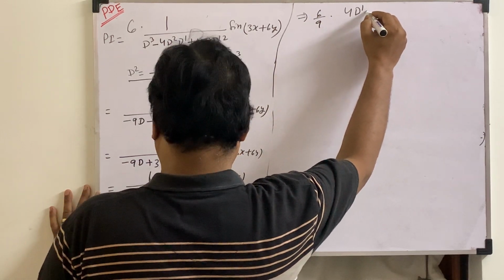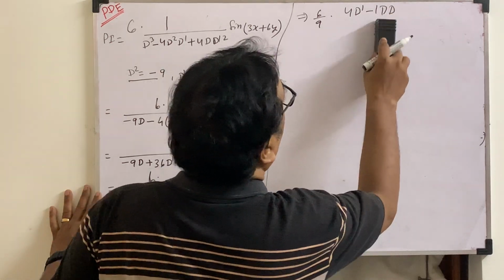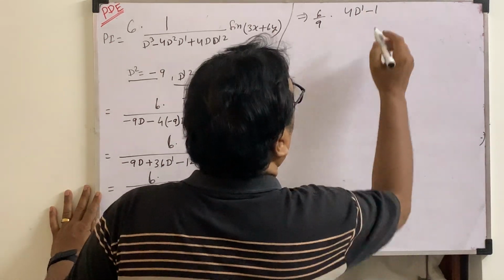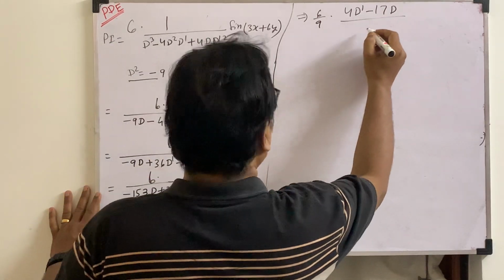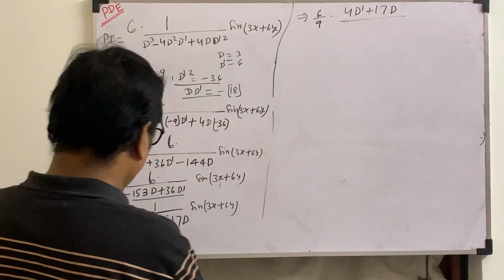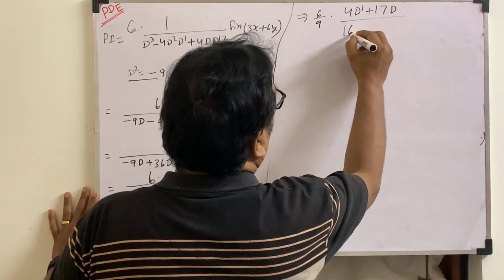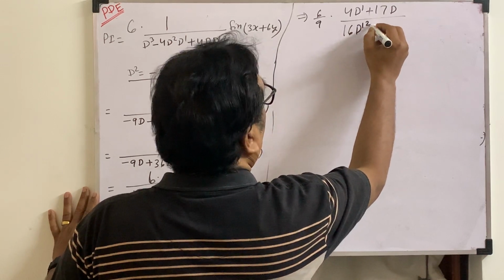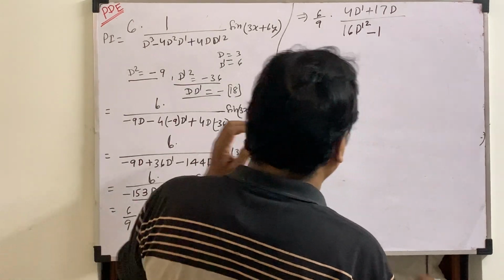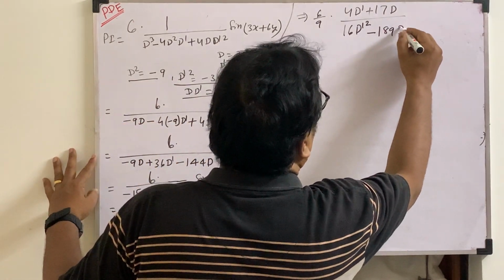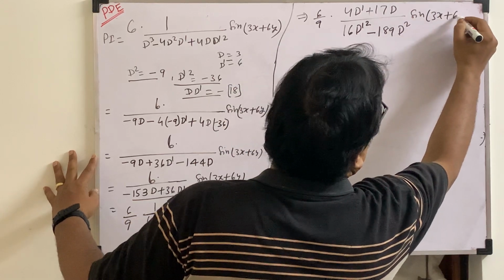4d dash minus 17d, multiplied by 4d dash plus 17d, so here also we multiply with plus. So what will come? 16d square d dash square minus 17 into 17, it will come 189 d square. Then same as it is, sine 3x plus 6y.